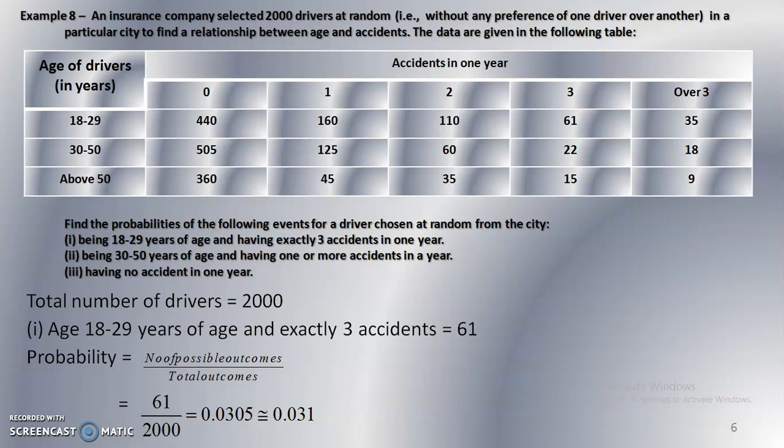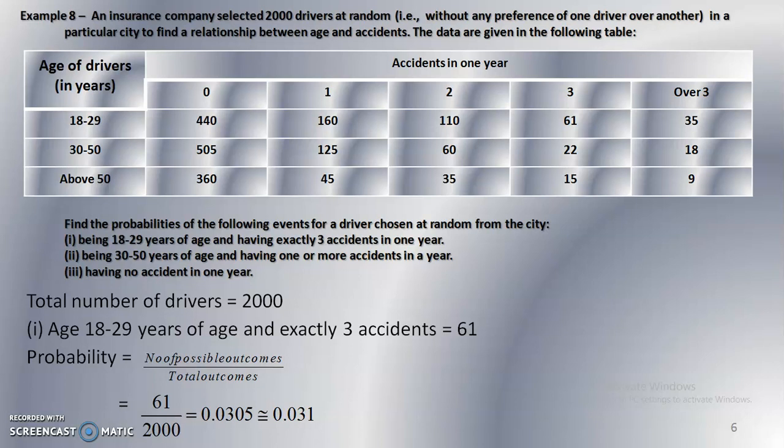Now the second question, being 30 to 50 years means this one, the second one in age, and having 1 or more accidents in a year. 1 or more than 1 means we can include all of these, right? So 125 plus 60 plus 22 plus 18. Got it? And the third one, having no accident in 1 year. No accident means here 0 accidents, and we can include any age, right? So the answer is 440 plus 505 plus 360. Got it? From the question we got this type of data, right?